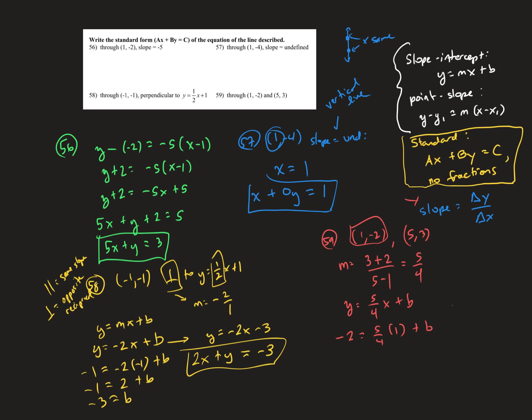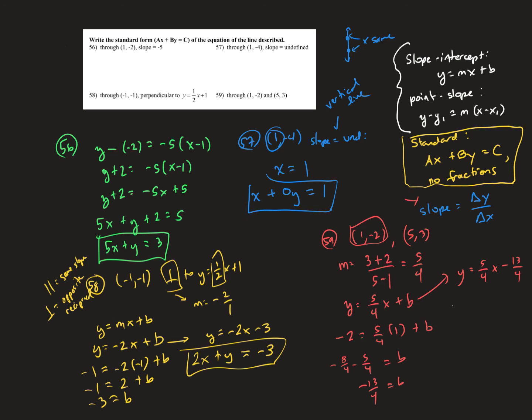So let's see, -2 minus 5/4 would be -8/4 minus 5/4. So that's -13/4 is my y-intercept. That means my equation is y equals 5/4 x minus 13/4. And I want to get that into standard form.